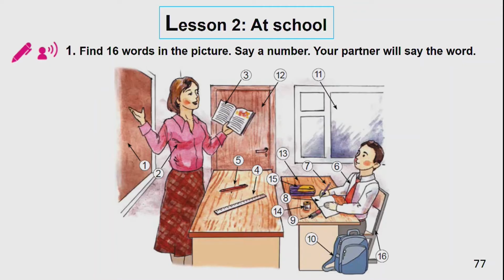Now work with your partners again. Open the page 77 and look at the picture. There are 16 classroom objects. Choose a number and your partner should say a word. Finished. Swap your roles now. Your partner chooses a number and you should say a word. Good job. Turn the page over, please.